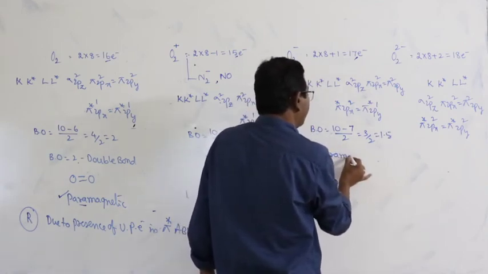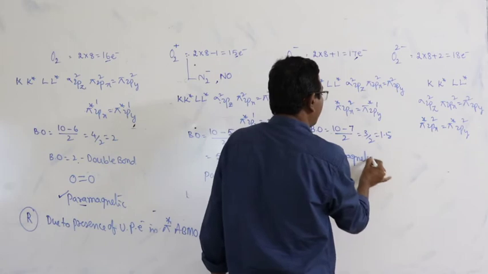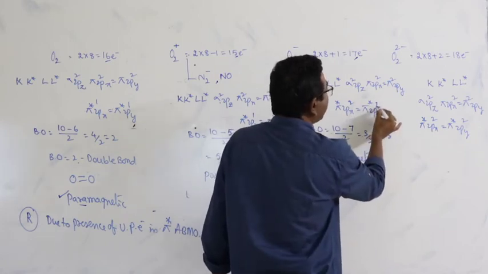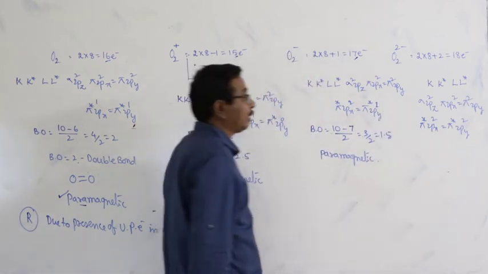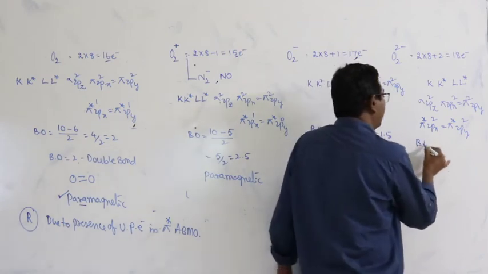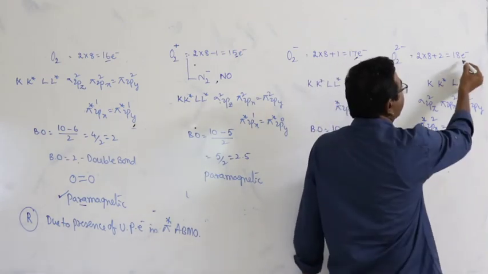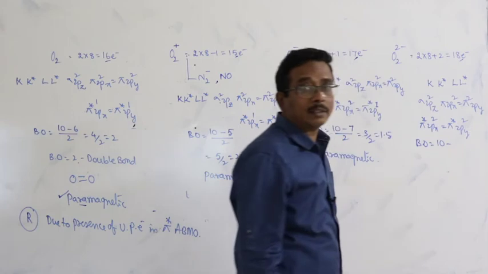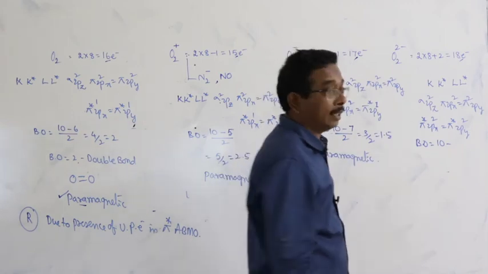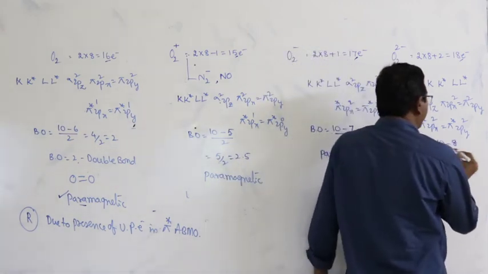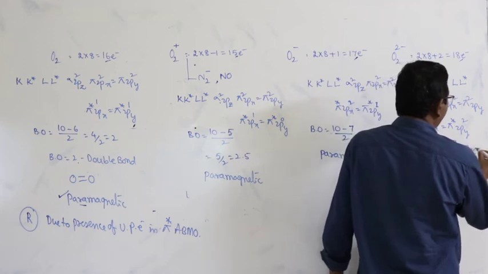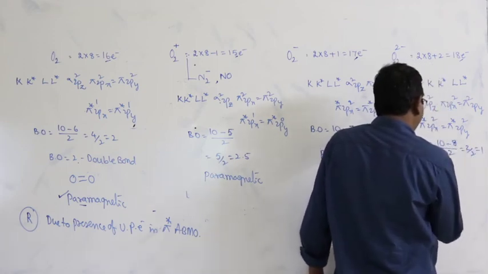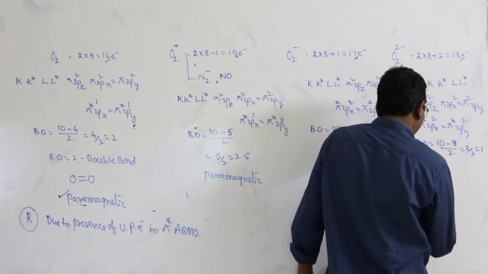Here, it is paramagnetic in nature. Why? There is an unpaired electron present in the pi star antibonding molecular orbital. Okay. Bond order: 10 minus, how many electrons are there? 8 electrons. 10 minus 8 by 2, that is 2 by 2, equal to 1. Bond order is equal to 1.